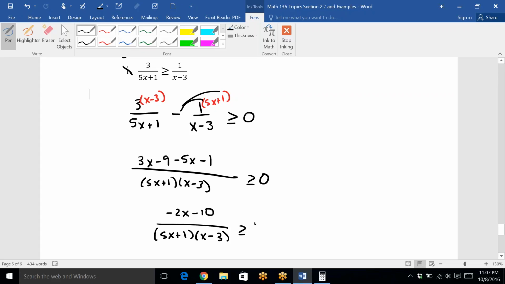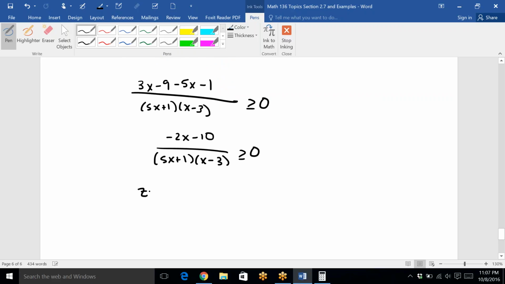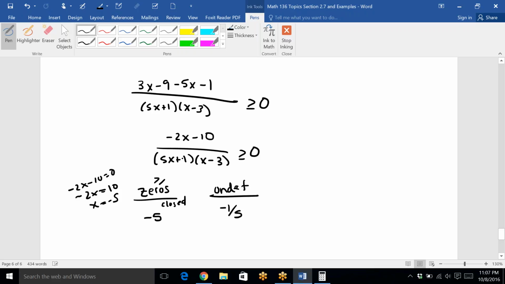Bring everything else down. Okay, so now we need to list out what our zeros and our undefined values are. Zeros come from the top, so I would need to set -2x minus 10 equal to 0 and solve. Add 10 over, divide by -2. So -5 is going to obey the inequality rule, which has an equal to. So this one's actually going to be closed. Everything in the bottom should be open always. So this would be a -1 divided by a 5, because if I solve that, and a +3.